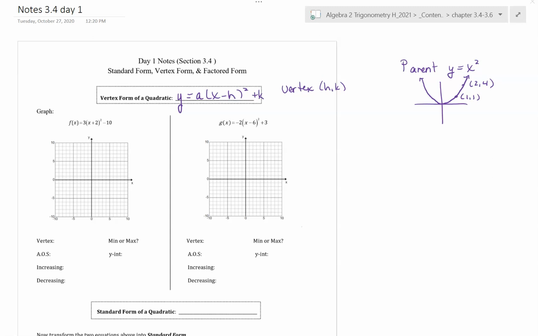Hi Trigoner, so we are going to graph quadratics from three different forms. This is Notes Day 1 from section 3.4. So we're going to take a look at standard form, vertex form, and factored form.